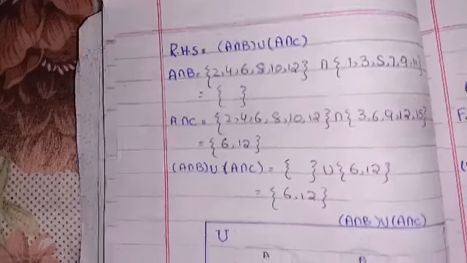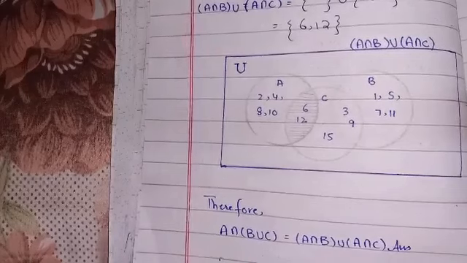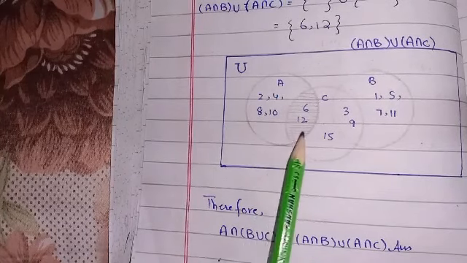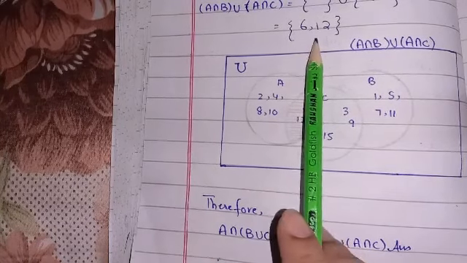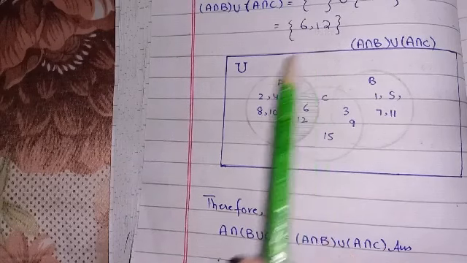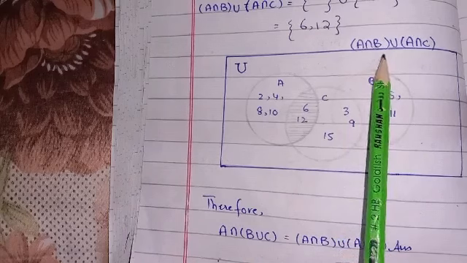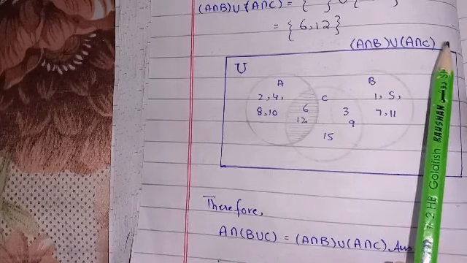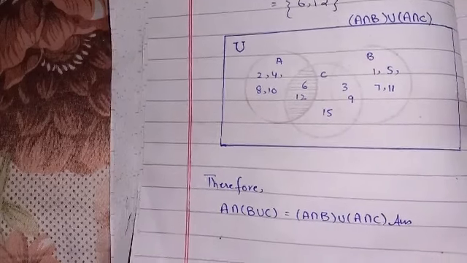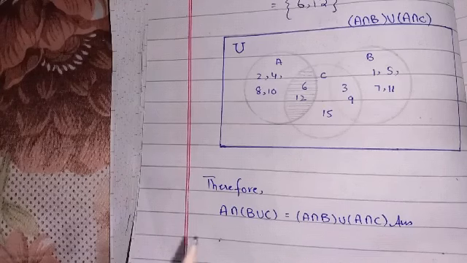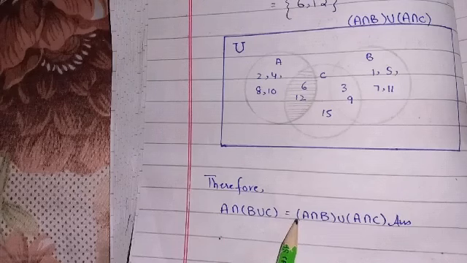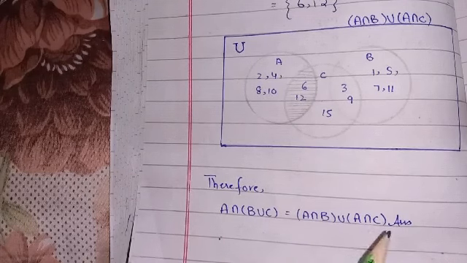Now students, the Venn diagram remains the same, but the shading is only on 6 and 12 because the answer contains elements only 6 and 12. Here is our universal set, and here we will write our operation A intersection B union A intersection C. As you can see, in this way we have proved our law, so we will write therefore A intersection B union C is equal to A intersection B union A intersection C.